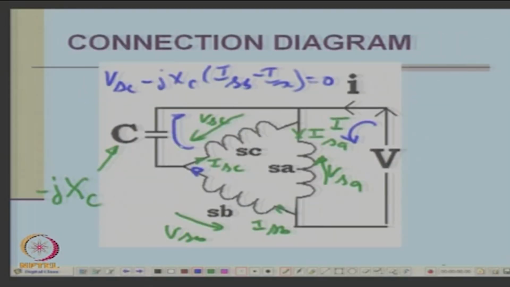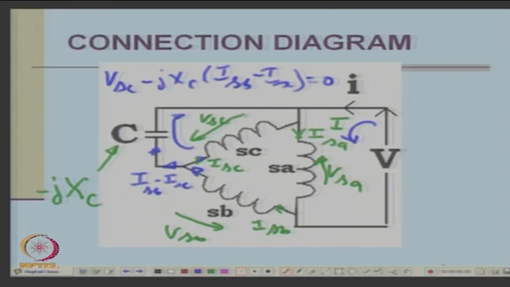You see, this is minus J, this is VSC. What is this current? ISB. See, if this is ISB and this is ISC, this will be ISB minus ISC. So, you check whether what we have written is correct, okay.